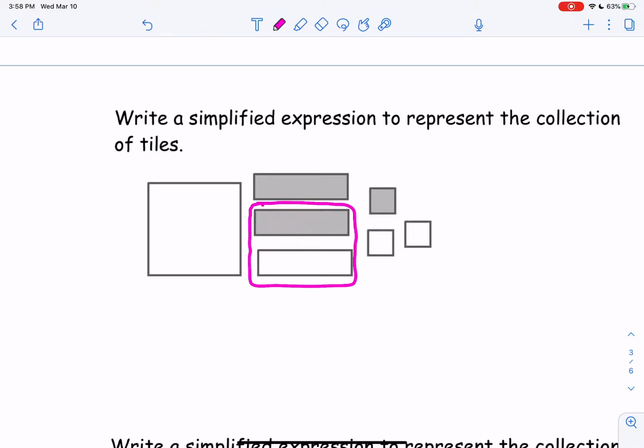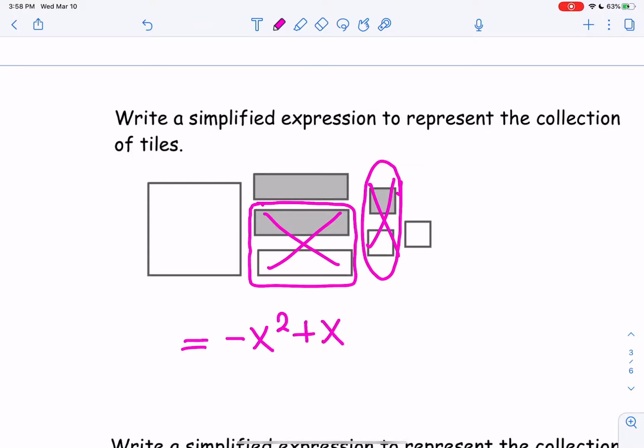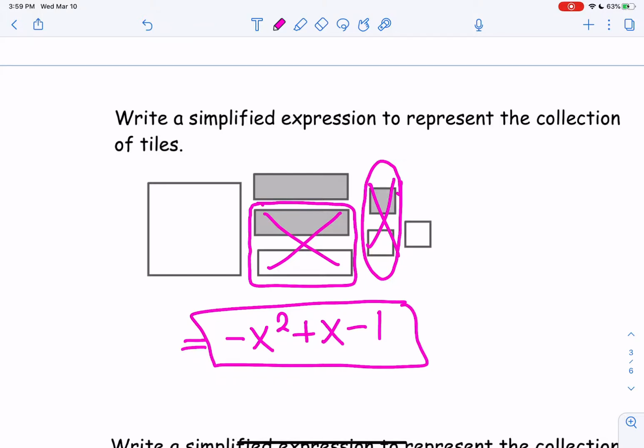Now for the ones, once again, I have a 0 pair right here. So they would cancel each other out. And now for the answer, all I have to look at is what tiles do I have left after making 0 pairs? Because remember, these cancel out. So I have one negative x squared tile plus one positive x minus 1, because I have one negative 1 tile. And that is my answer. All right, let's try another one.